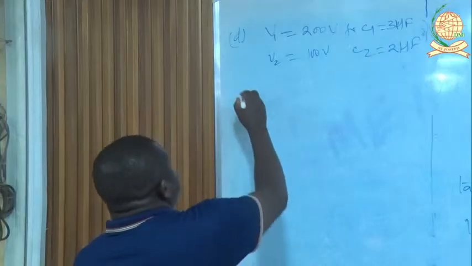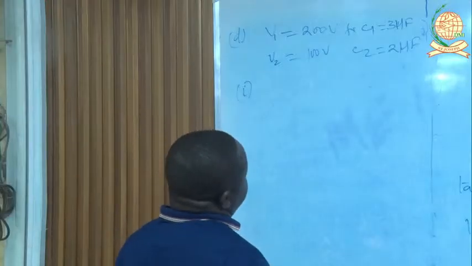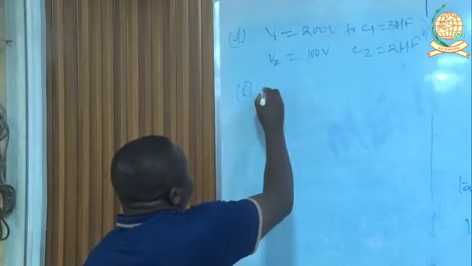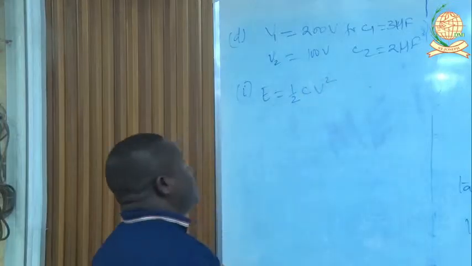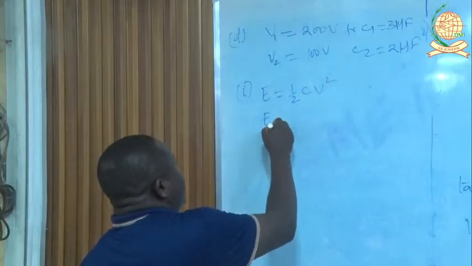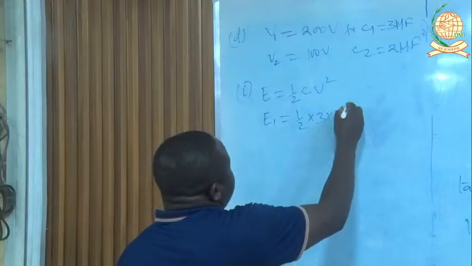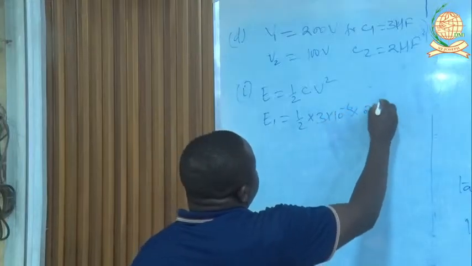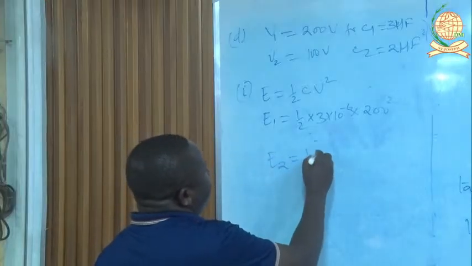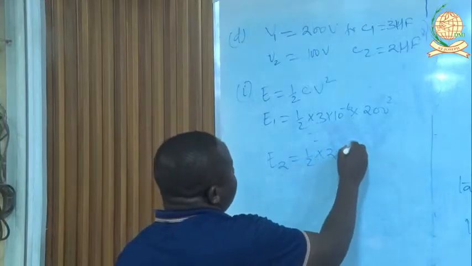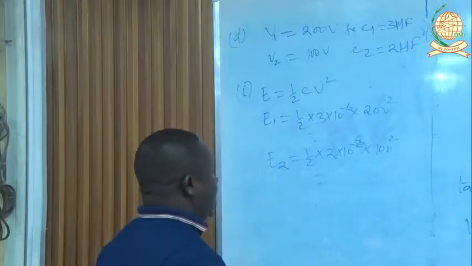Question number 1. What is the energy stored in each capacitor? So energy stored is equal to a half CV square. So you can calculate for capacitor 1, it is a half, C is 3 times 10 raised to negative 6 times 200 squared, you get the answer. For the second capacitor, half times 2 times 10 raised to negative 6 times 100 squared, you get the answer.